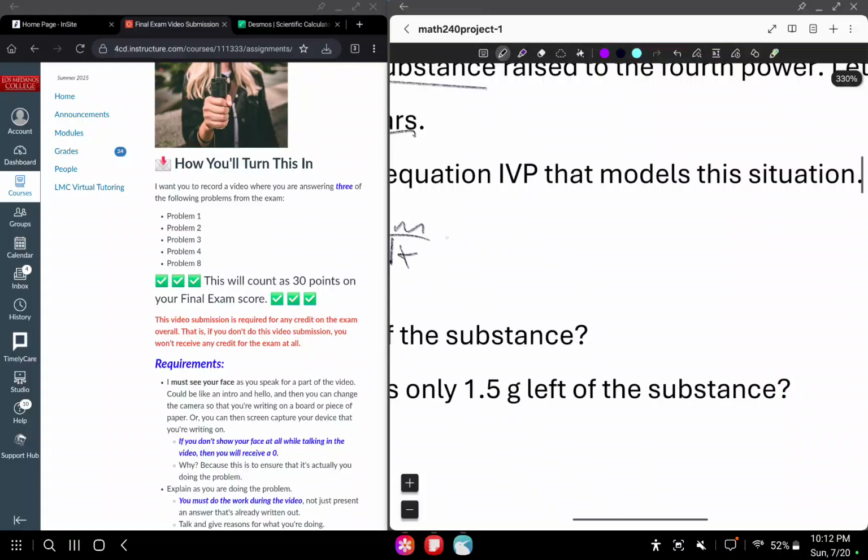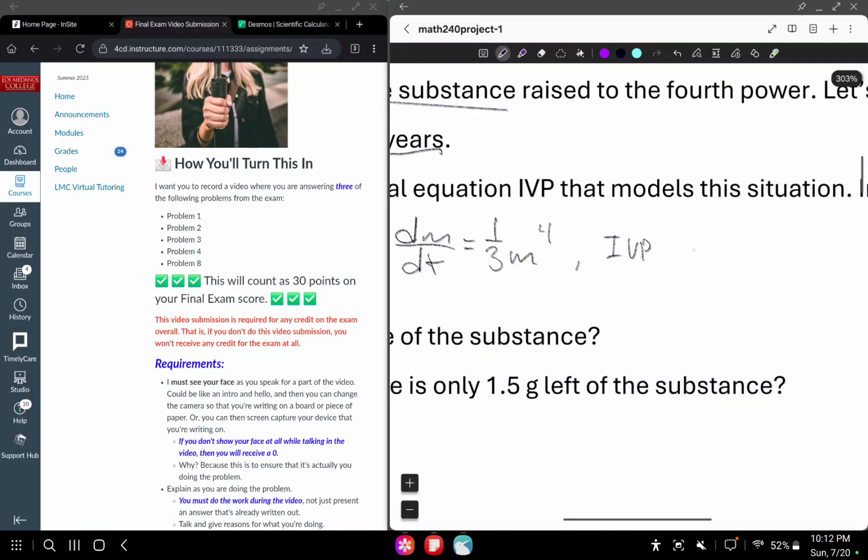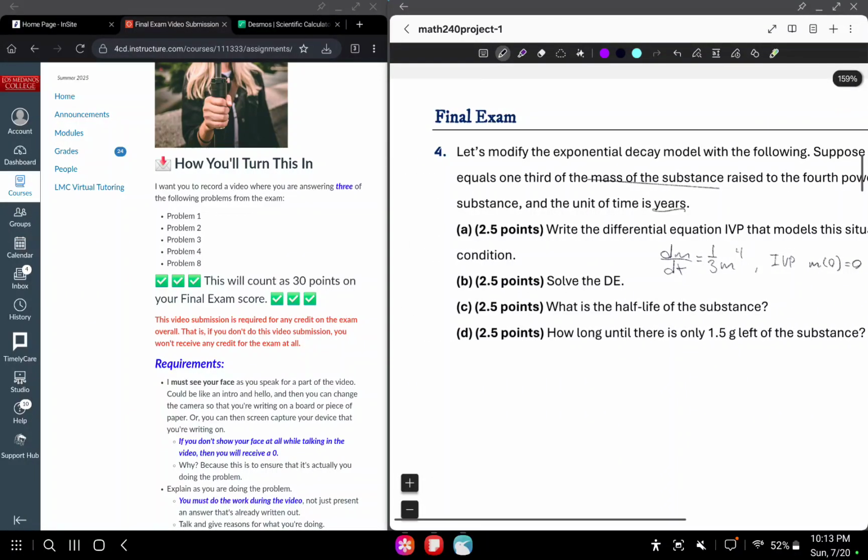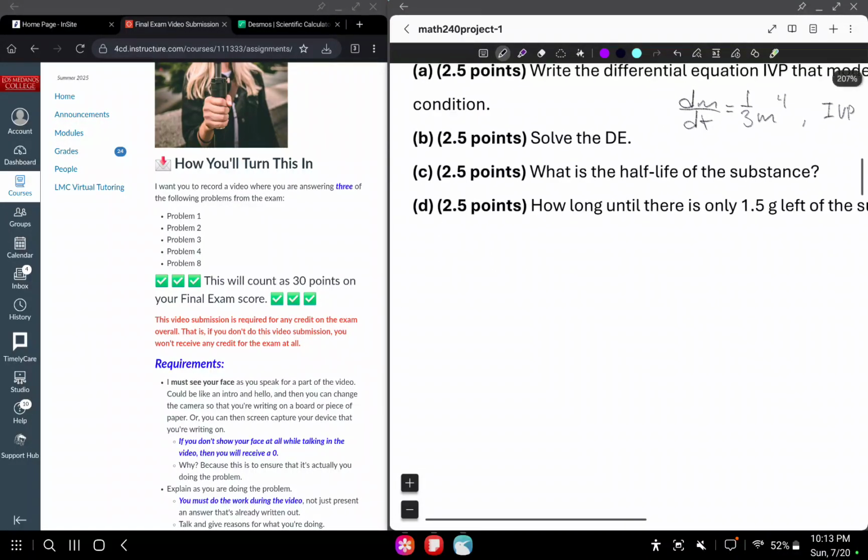So this equals 1/3 m to the 4th with an IVP of m0 equals 0. Solve the DE. Okay. B, dm dt. Let's leave that there for now.